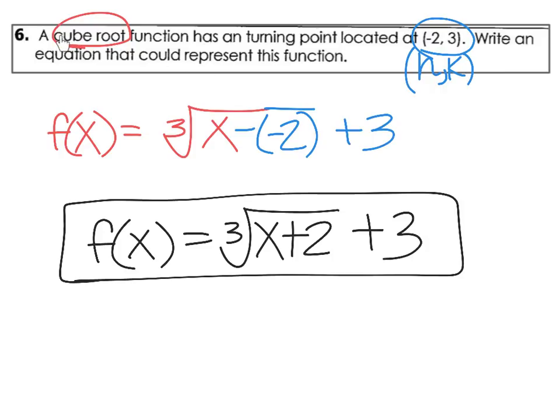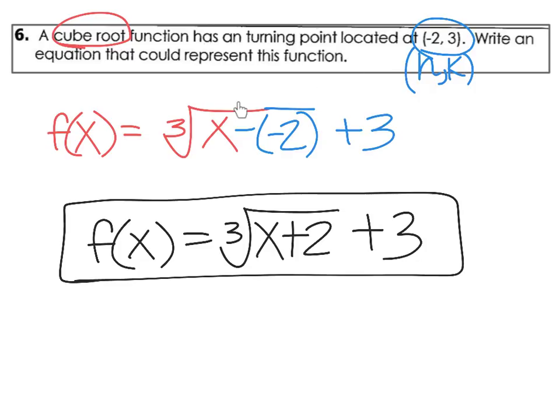All right, so we know we start with a cube root function, so we're going to start with f of x equals the cube root of x. Then we know it has a turning point located at -2, 3. So what this means is our h is -2 and our k is 3. All right, so we want to write an equation that represents this function.